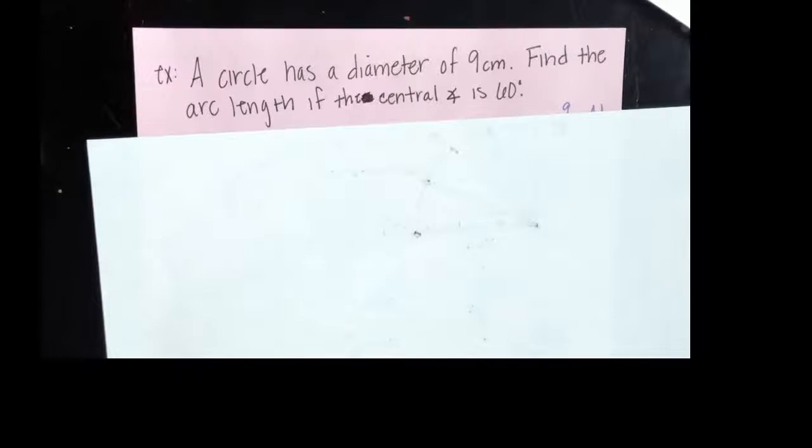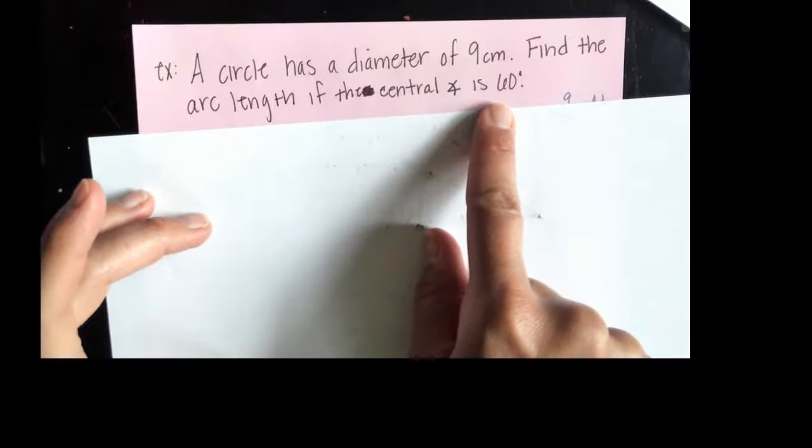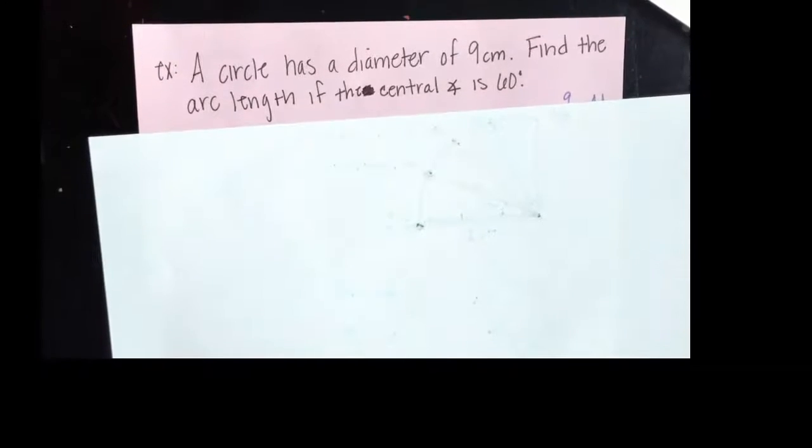A circle has a diameter of 9 centimeters. Find the arc length if the central angle is 60 degrees. So now it's not telling us how far we're going. It's not giving it as a description of 3/4, or in this case, 1/6. It's telling us that we have that 60 degree measure.